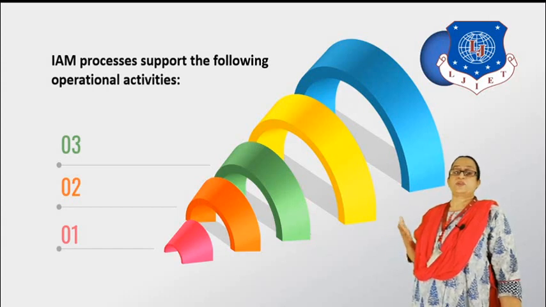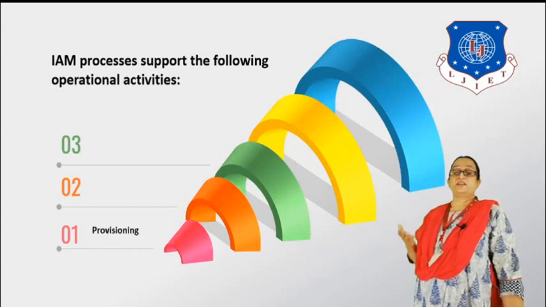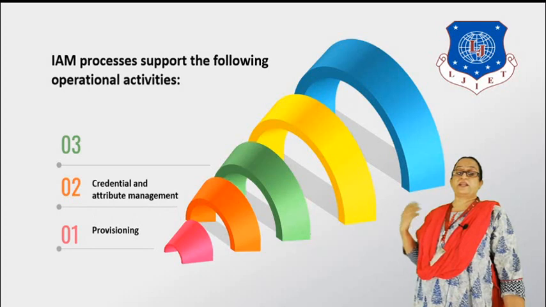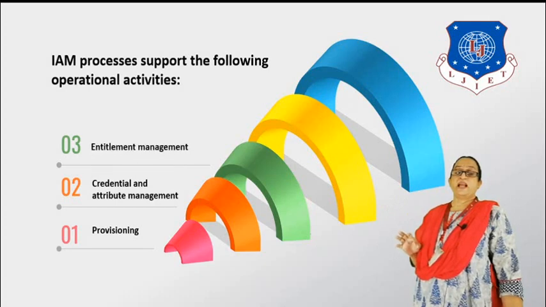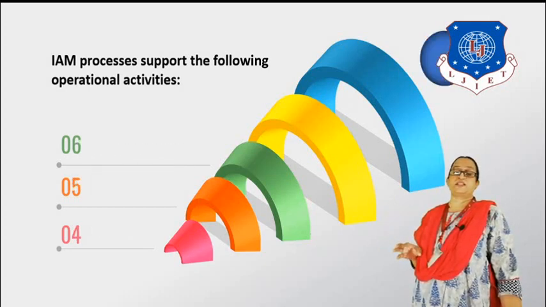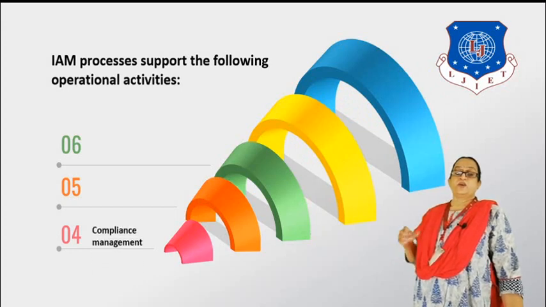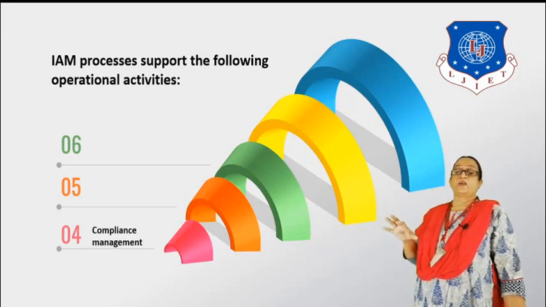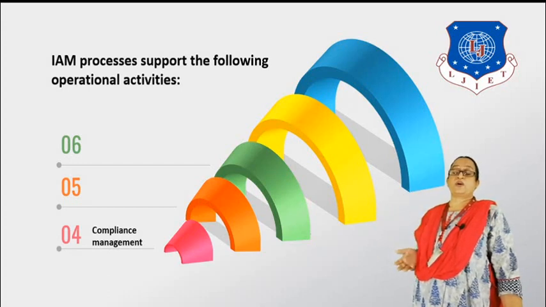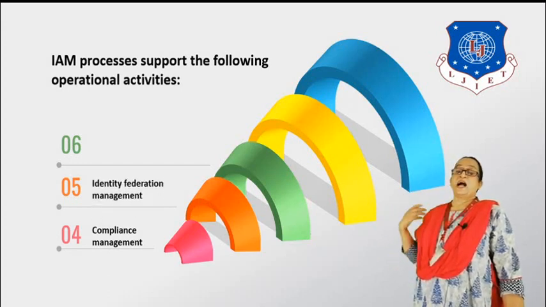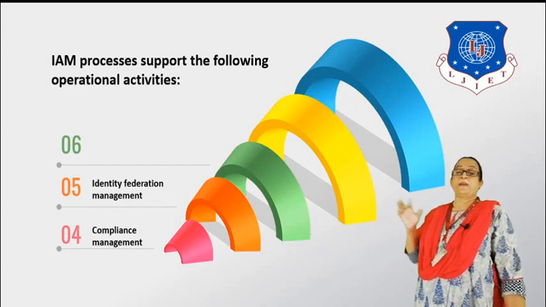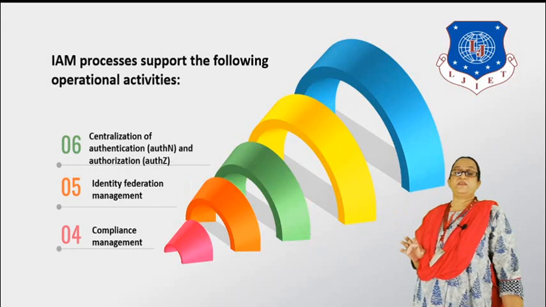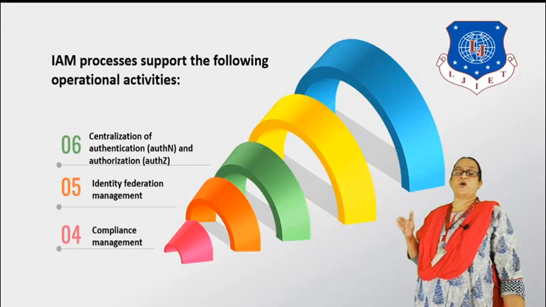Now let us see the IAM processes that support the different operational activities. Firstly, we have the provisioning, where the resources are provisioned. Then we have the credential and attribute management, where the credentials and the attributes of the processes are going to be managed. Then we have the entitlement management, which will enforce the different policies that are followed. Then we have the compliance management, where it will be checked whether they are complying to the organization policies or not. Then we have the identity federation management, which will help in managing the federation architecture. And then we have the centralization of authentication, termed as Auth-N, and authorization, termed as Auth-Z.